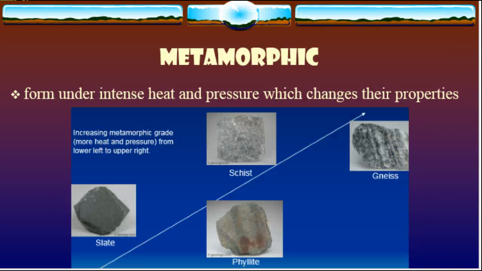Then metamorphic rocks form under very intense heat and pressure. They could start as any other type of rock, and the more heat and the more pressure they get, the different properties you wind up with as a result. So even if we're starting with the same type of rock, if we apply more heat and pressure, it will change into different things, which is what you're seeing here.